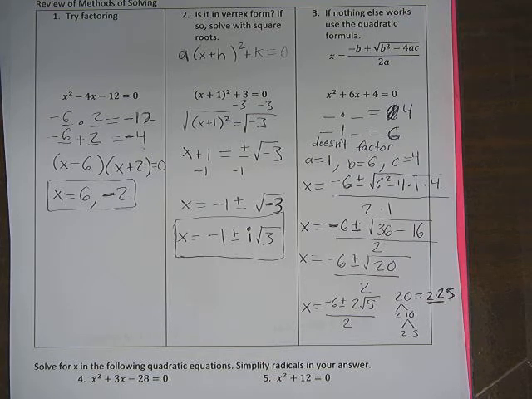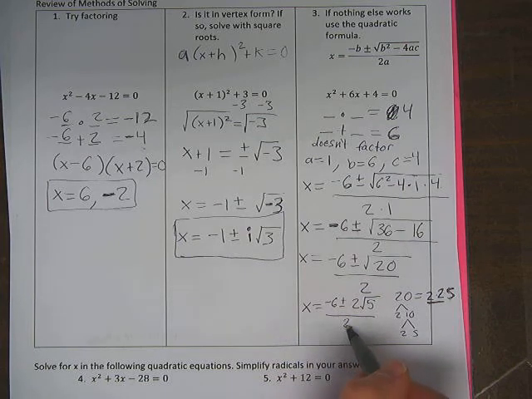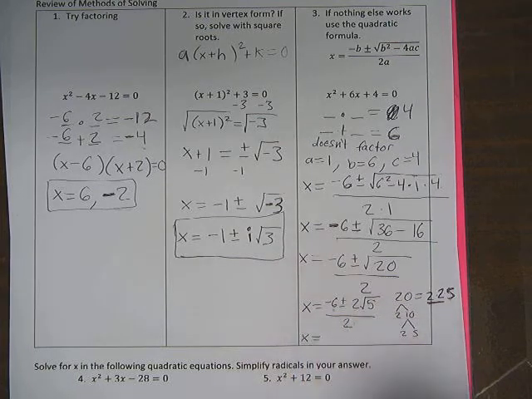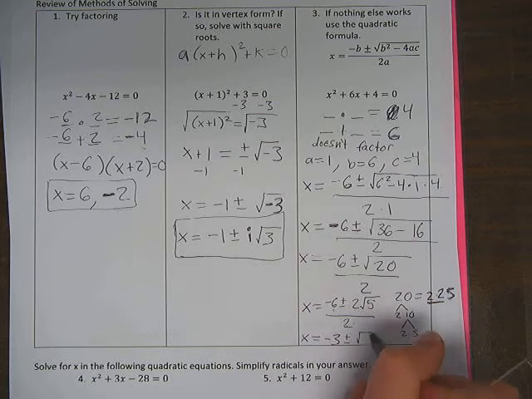Now there is one more thing you could do to simplify this. I don't necessarily care if you do it in general, but you could notice that there is a 2 on the denominator, right? And that goes evenly into negative 6, and it goes evenly into 2 here. So what you could do is divide the top and the bottom of your fraction by 2 and simplify it. So you get negative 3 plus or minus the square root of 5.